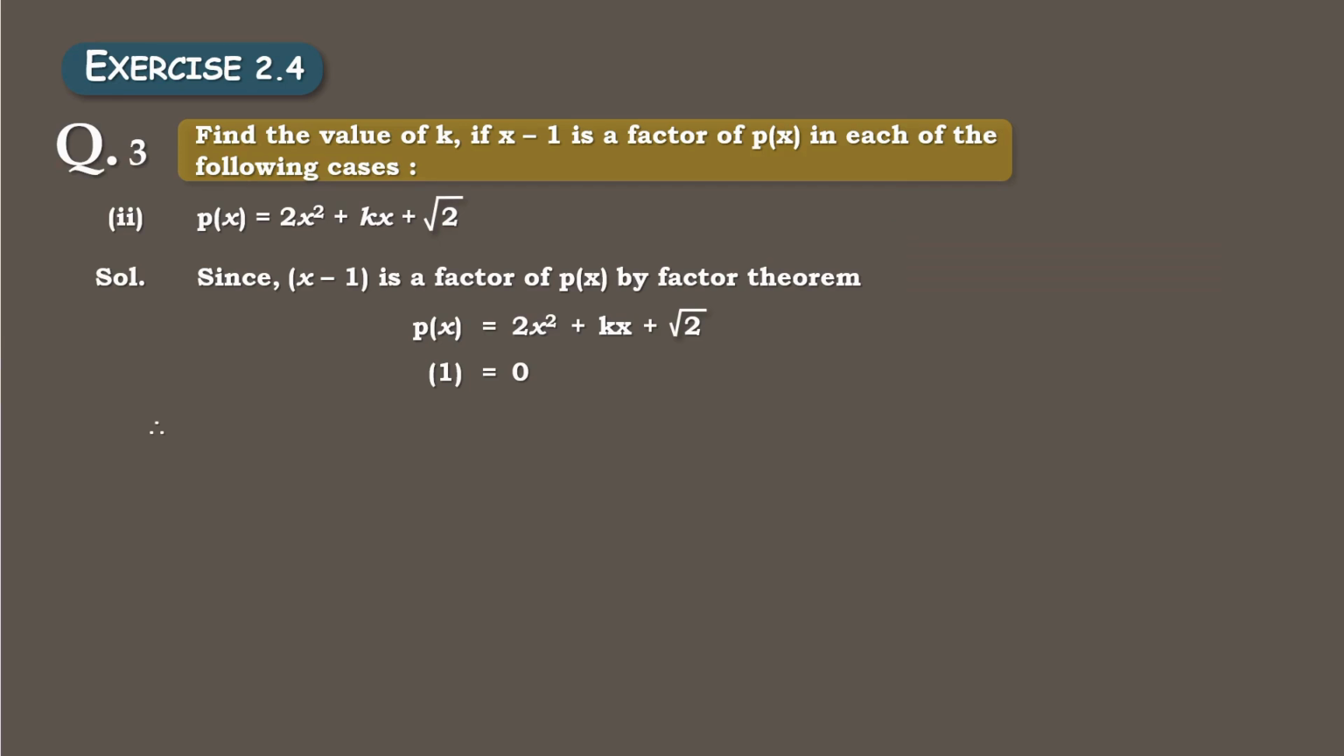When we replace x with 1, the polynomial becomes 2 multiplied by 1 squared plus k multiplied by 1 plus root 2. Now we simplify this expression. The value becomes 2 plus k plus root 2. Since x minus 1 is a factor, this value must be equal to 0. So we equate 2 plus k plus root 2 to 0 and solve for k. After rearranging the terms, we get the value of k as minus the quantity 2 plus root 2. Therefore, the value of k is minus the quantity 2 plus root 2.